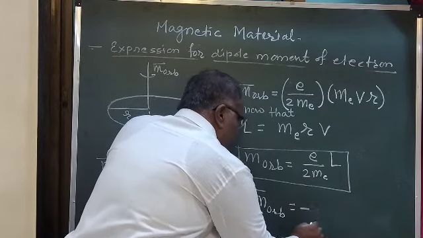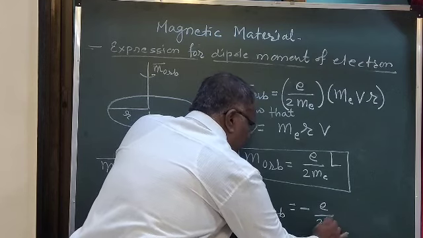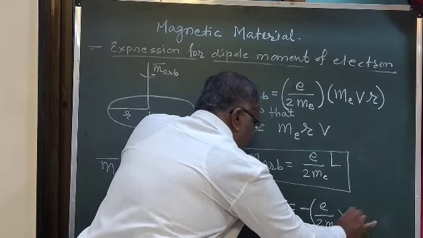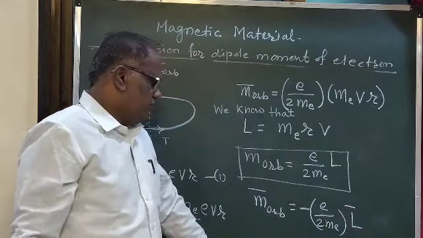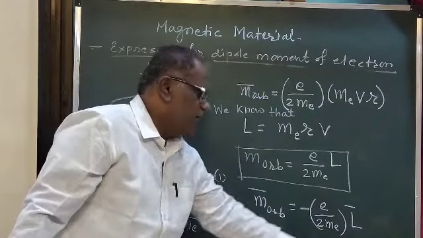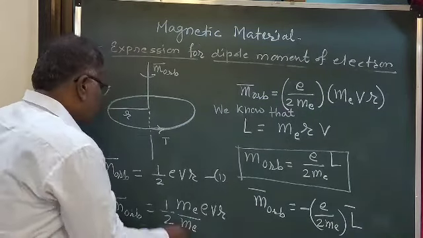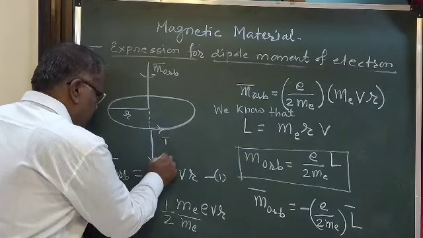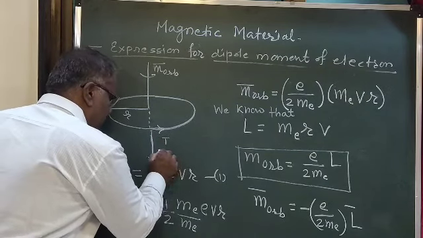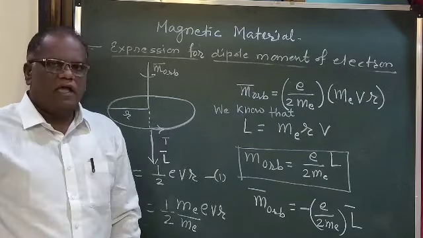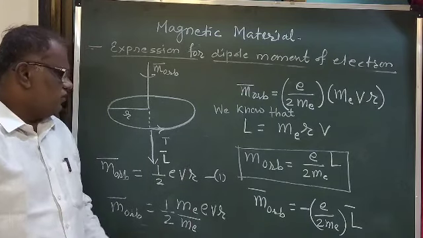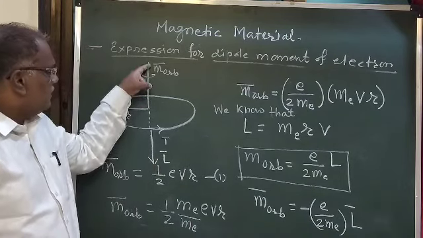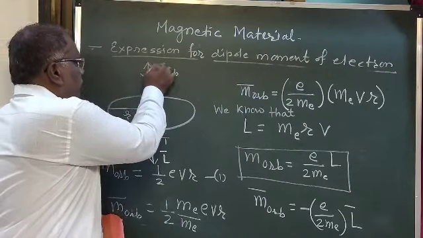μ is equal to minus e upon 2 m_e. Here, the orbital dipole moment and angular momentum are opposite. Hence, this direction gives the angular momentum of the electron, and thus vectorially these two are opposite.